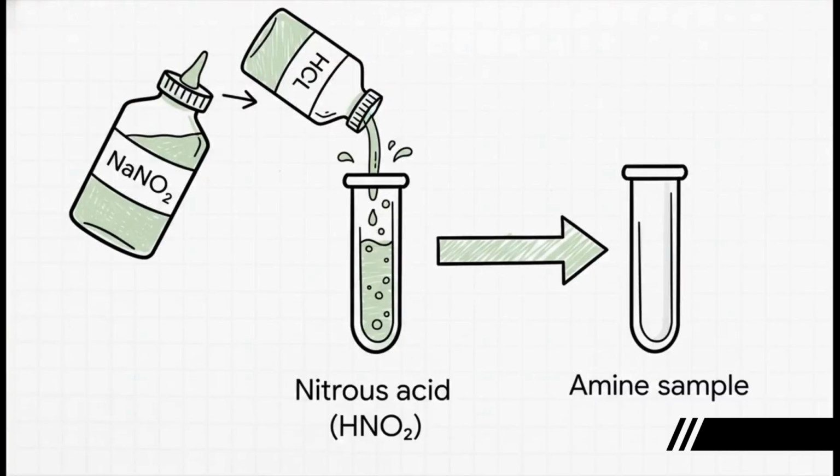Now, the thing with nitrous acid is it's really unstable. You can't just have it sitting in a bottle. So it's always prepared fresh, right in the test tube, by mixing sodium nitrite with hydrochloric acid. Then you add this fresh mixture to your amine.